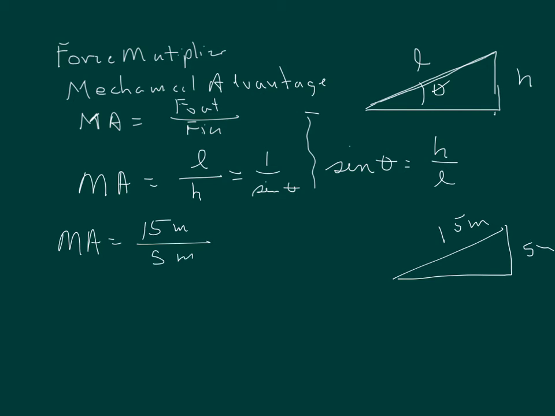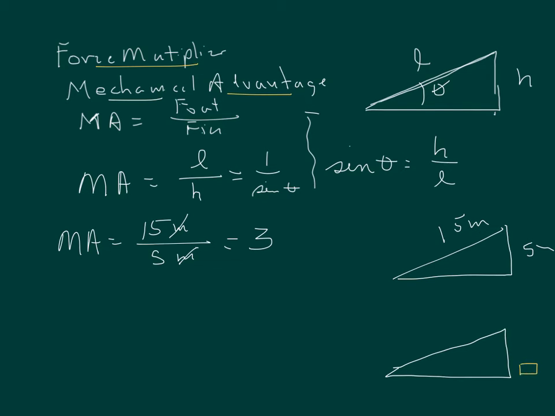The height is 5 meters. The meters cancel out because mechanical advantage has no units, and so the mechanical advantage of this inclined plane is 3. Now, what does that mean to have a mechanical advantage of 3? We'll go back to what we said. The mechanical advantage is our force multiplier. We should get a force multiplier of 3.